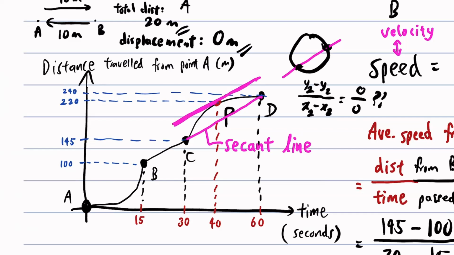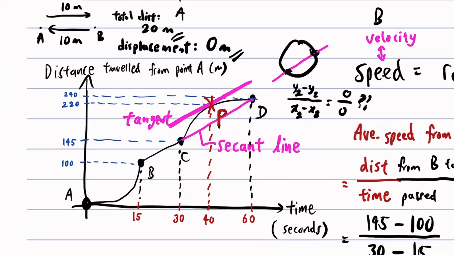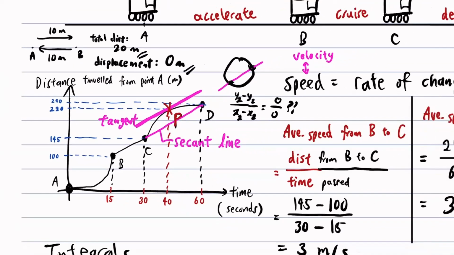tangent line. Okay. And then instead of finding the gradient of the secant, we find the gradient of the tangent. Located at where? Located at this point here, point P of the curve. Okay, then that's the idea.